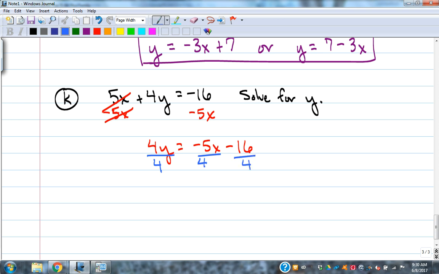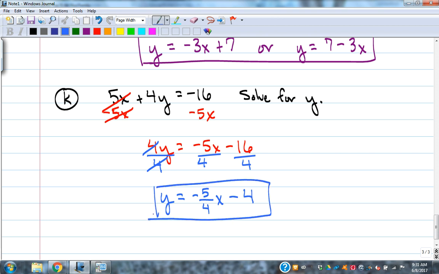Whatever you do to one piece of the equation, you got to do to the whole equation that way. There's y. And then over here, negative 5 is not divisible by 4. It doesn't go into it evenly. So I'm going to leave that as a fraction, negative 5 over 4. But does 4 go into 16? Yeah, 4 times. So it reduces. That being my answer.